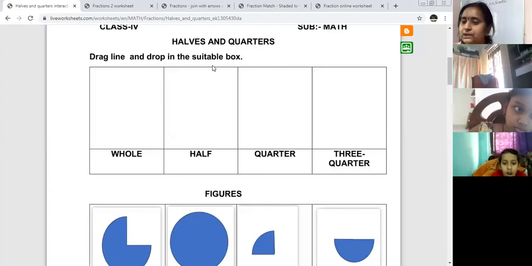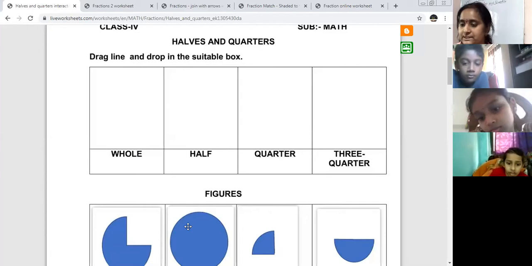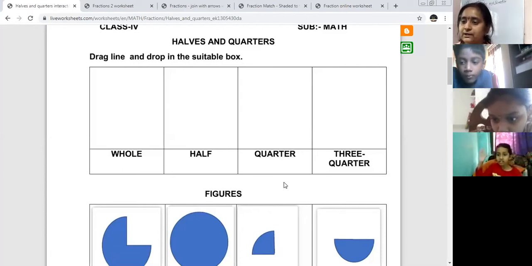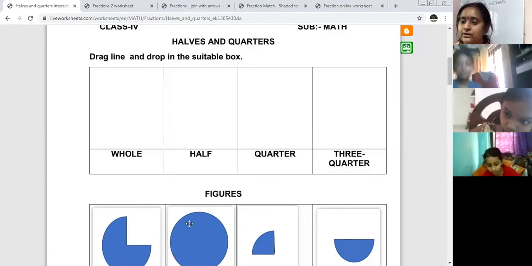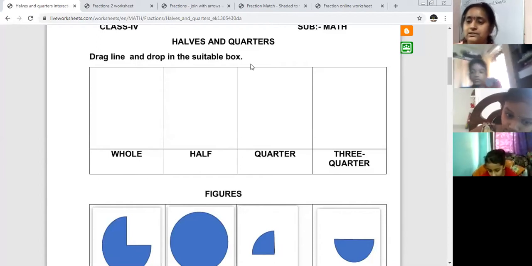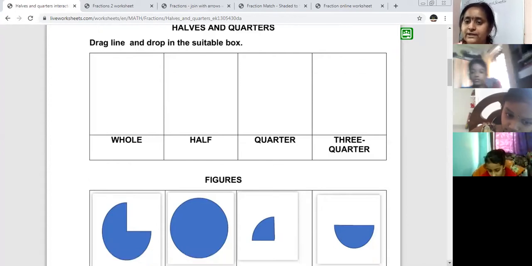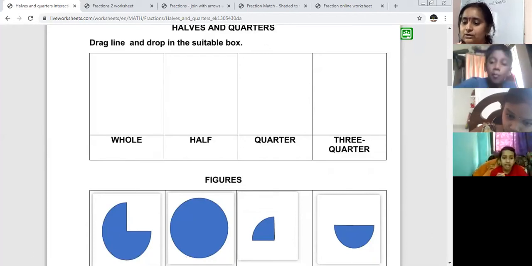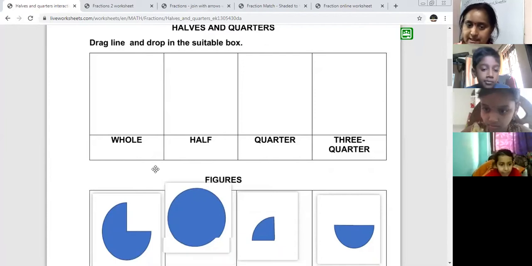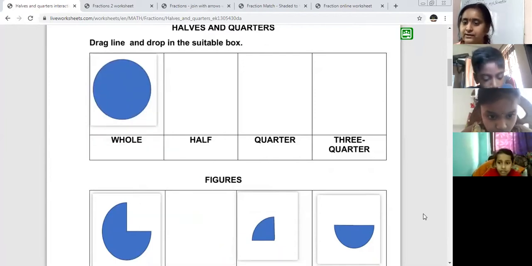Drag and drop in the suitable box. Here you have 4 boxes. What are they? Whole, half, quarter, 3/4. Here you have the respective pictures. You have to drag and drop them in the correct box. Whole is the first one. Where can you find the whole in the 4 pictures? Yes, the second one. Very good.